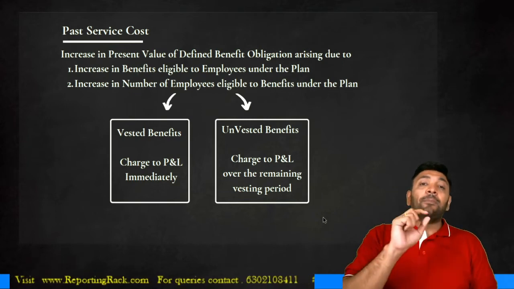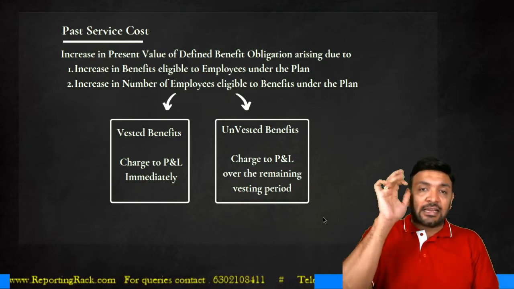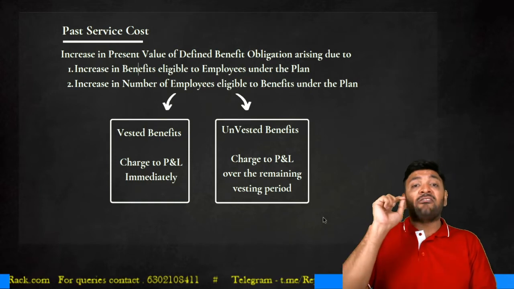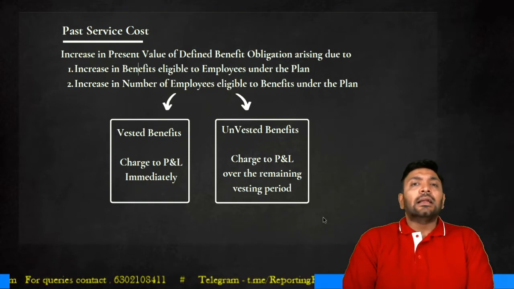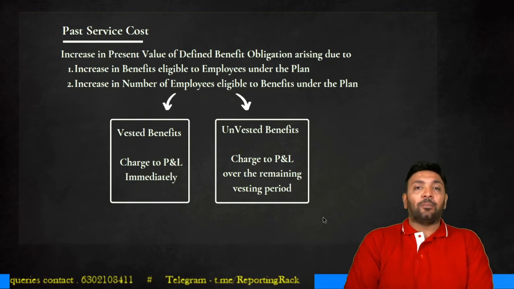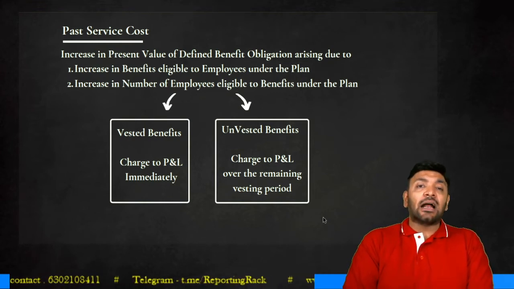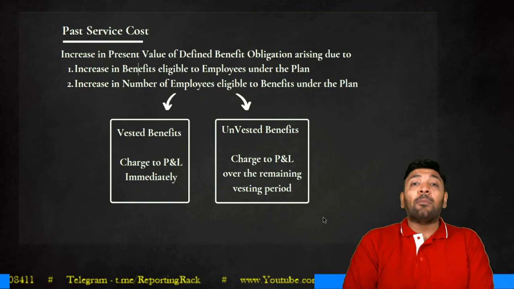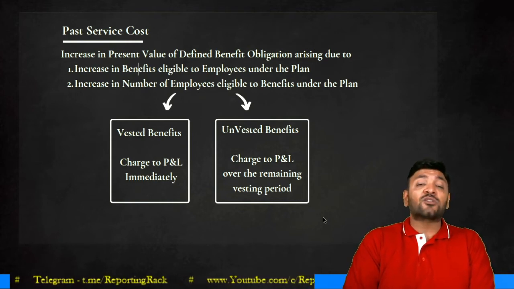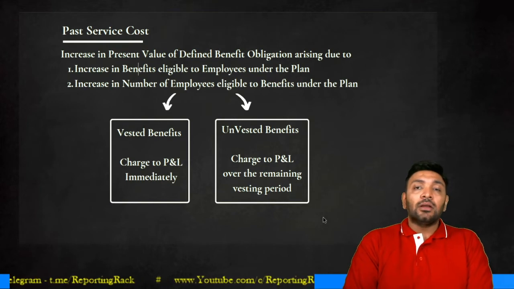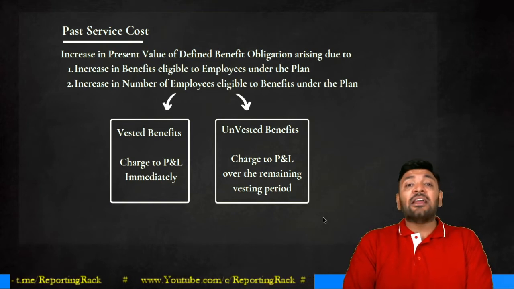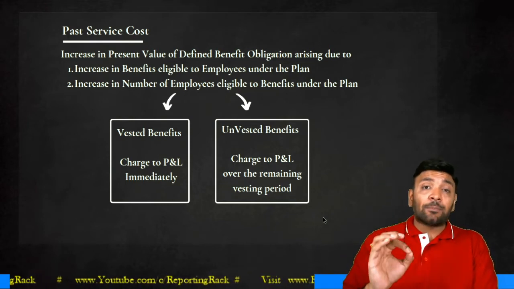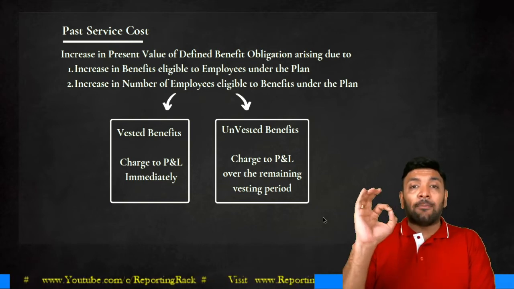One, the benefits payable to the employee under the plan have increased, or the number of employees eligible to receive the benefits under the plan have increased. I'll tell you. Let's say I've announced a defined benefit plan and I said the benefits under this plan are only eligible to be received by managers or above hierarchy if they finish at least 5 years of service in the organization. And I'm saying the benefits will accrue to them and they will be paid only if they complete the next 5 years in the organization. And the benefits under the plan are only available to manager and above category. That's it.